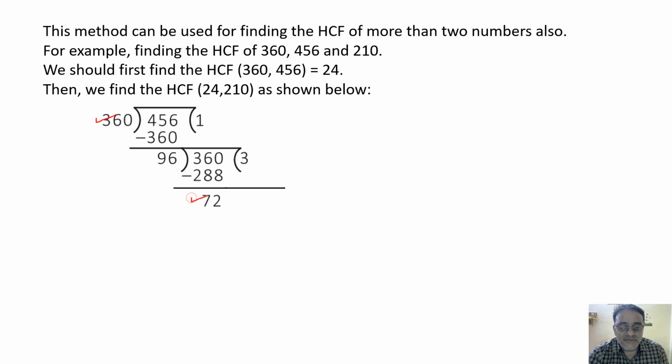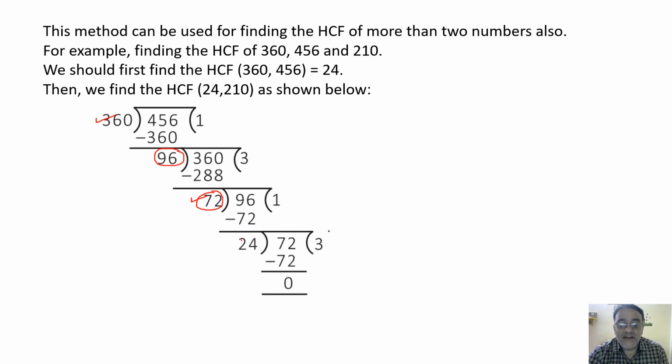Again we calculated the remainder, we got 72. Again it is not equal to 0, so the previous remainder, the old remainder, is divided by the new remainder. So 72 times 1 is 72, the remainder we got is 24, which is again not equal to 0, right? Then what did we do? Again we divided the previous remainder by the new remainder. So in this step we got remainder 0, and the last divisor is 24. So HCF of 360 and 456 is 24.